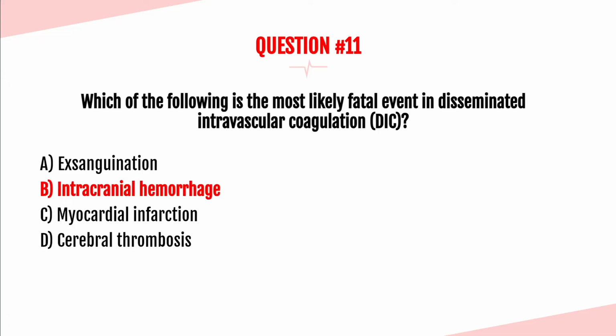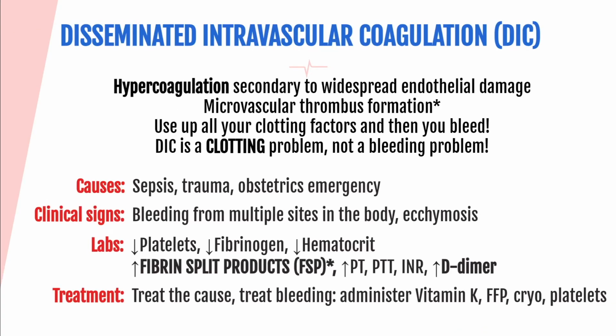B, intracranial hemorrhage. It is the most likely fatal event, and it is related to the severe thrombocytopenia and depletion of clotting factors in DIC. Remember that DIC is a clotting problem, not a bleeding problem.